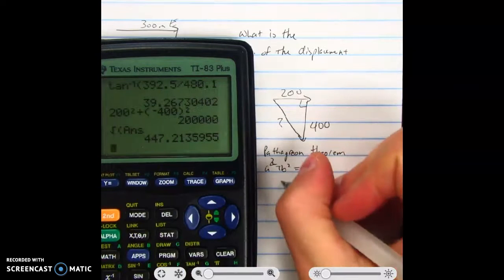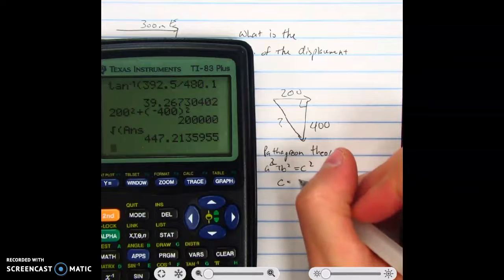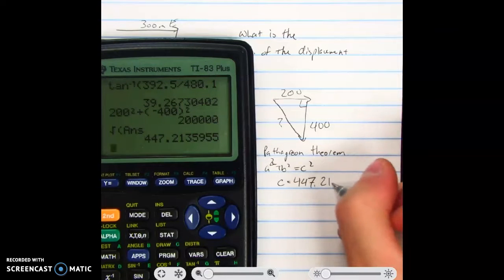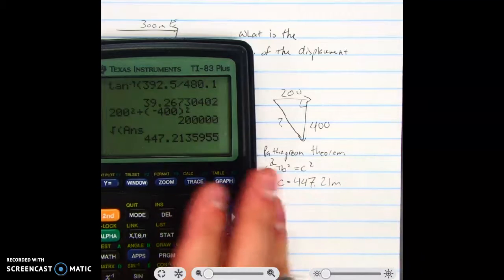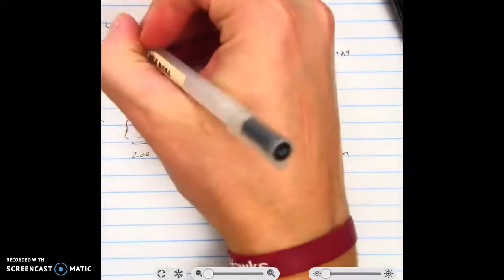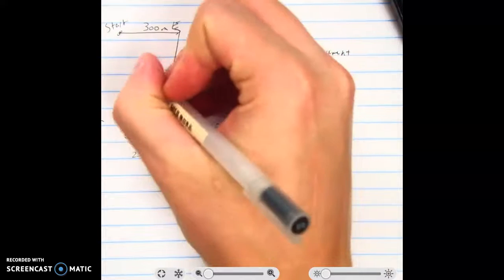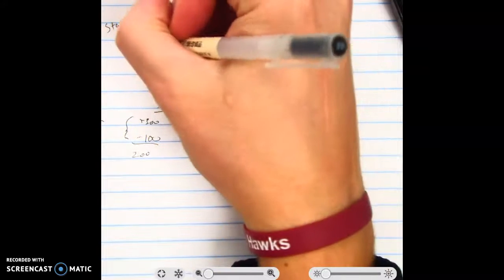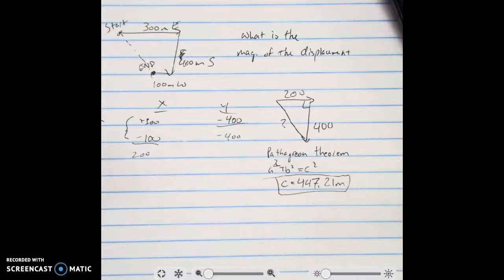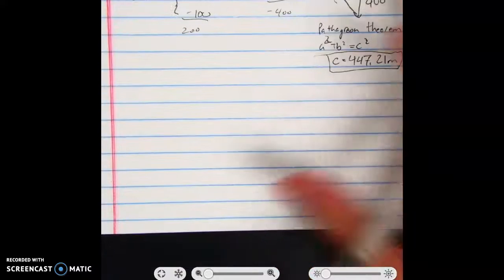And I get a C value of 447.21 meters. So, compared to where I started, to where I ended, that straight line path ended up being 447.21 meters. All right? Bada bing, bada boom.